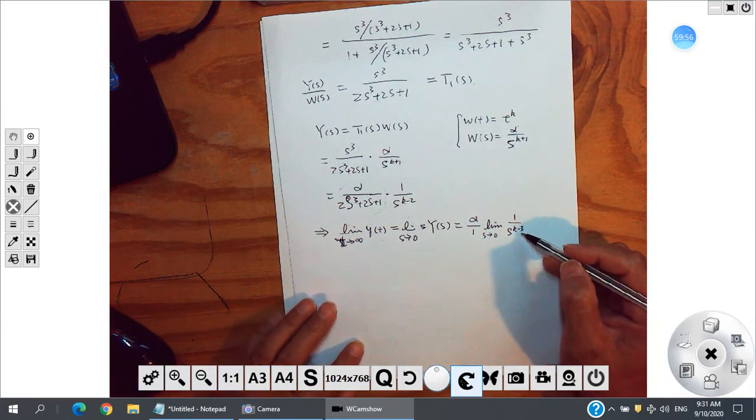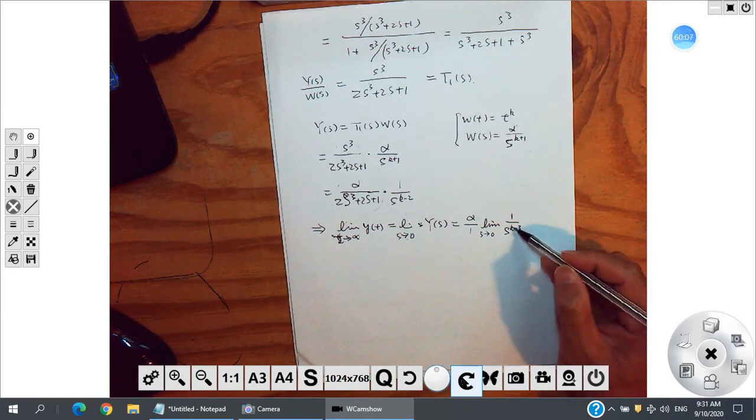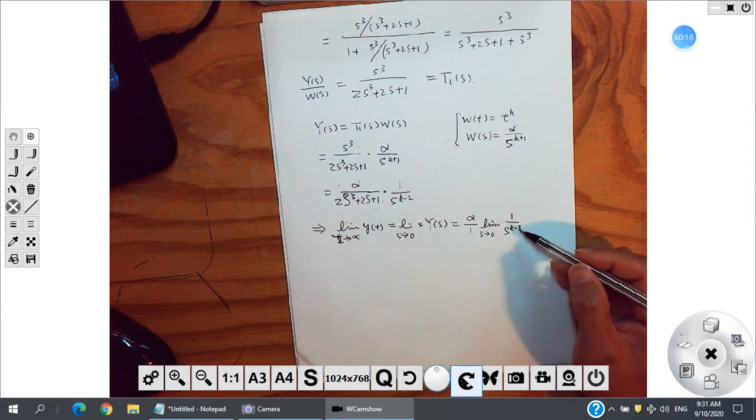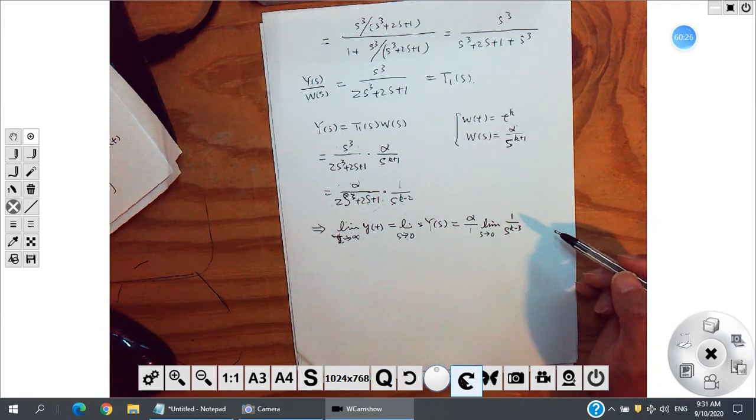It depends on the k. When k is large, oh, this one I get the reverse way. When k is large, this is 0. When k is small, so my system is strange. Let me see. s tends to 0, right?